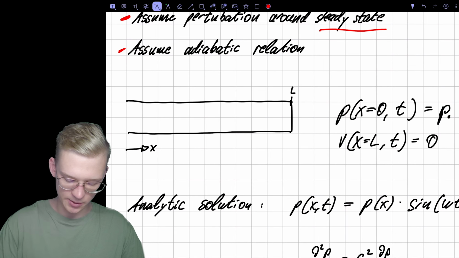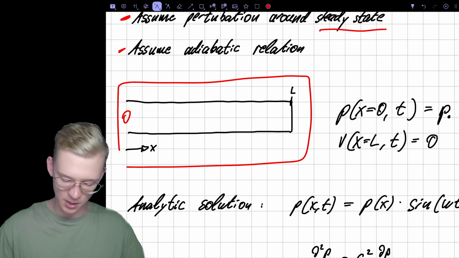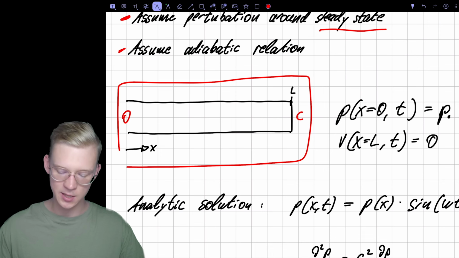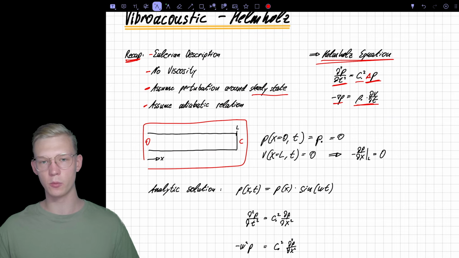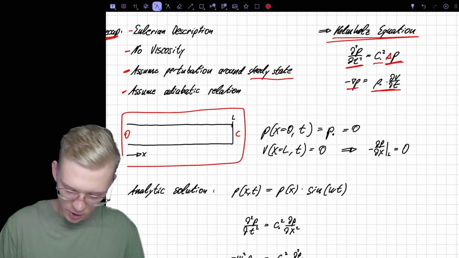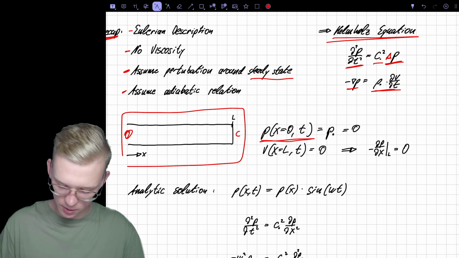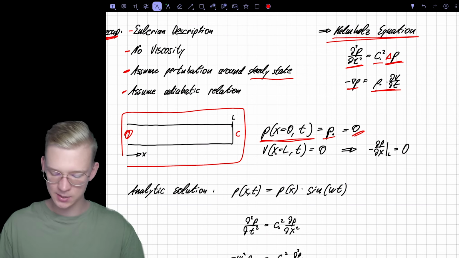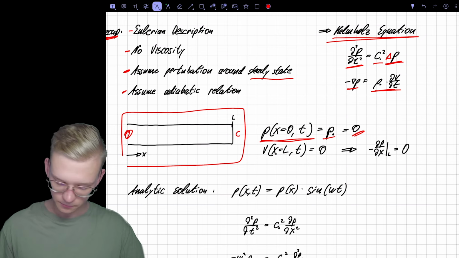Now let's look at our system. We have this tube that is open at the beginning and closed at the end. So given that system, we already know our boundary condition. The pressure at x equal to 0, so at the open end, is p0. And we say that it is 0 because we're solving for the perturbation and not for the actual pressure.